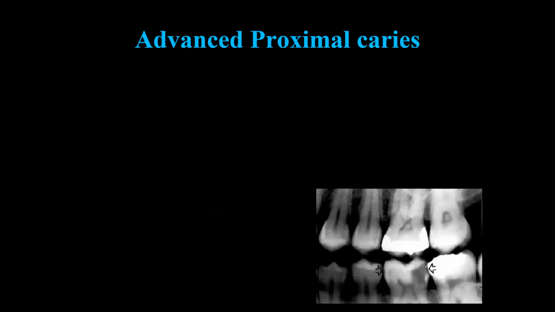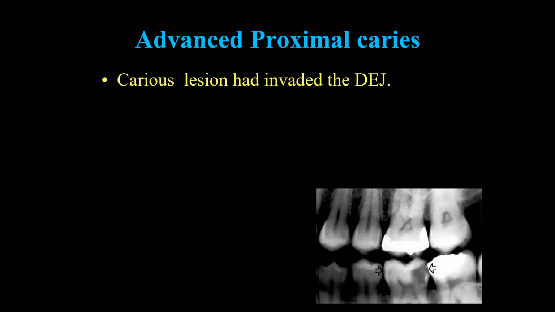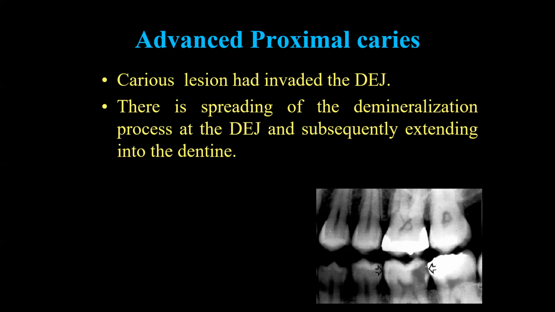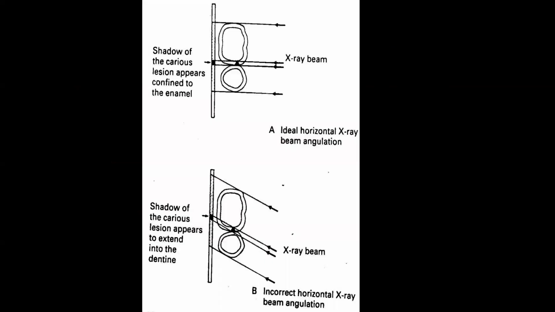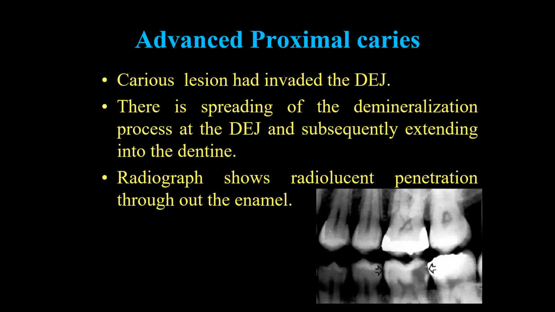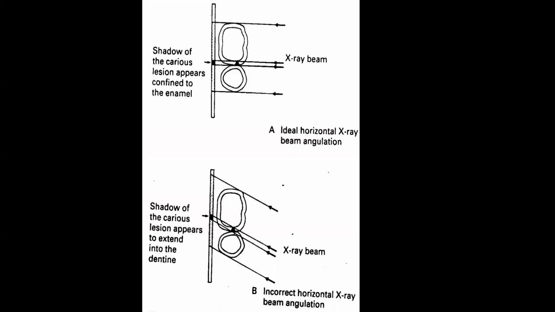In case of advanced proximal caries, the carious lesion has actually invaded the dentino-enamel junction and it is spreading. There is a demineralization process at the dentino-enamel junction, which then subsequently extends into the dentine. So on a radiograph, we can see radiolucent penetrations throughout the enamel. That is seen in the image given in the slide. There is radiolucency penetrating the whole enamel, extending into the dentine.